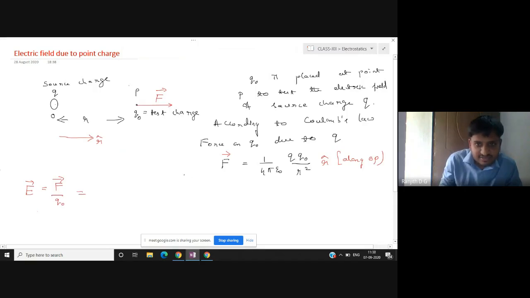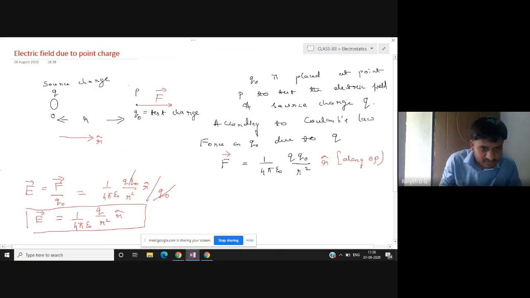Okay. F is given here already: 1 by 4 pi epsilon naught Q naught divided by R square, with R cap, all divided by Q naught. So Q naught goes, and you can write the electric field now. Electric field will be 1 by 4 pi epsilon naught Q by R square and R cap. As I said, the electric field direction and the force direction will be the same. So this is the electric field due to a point charge.